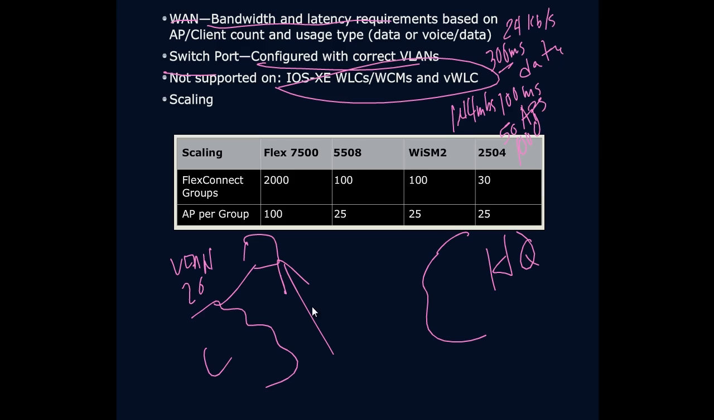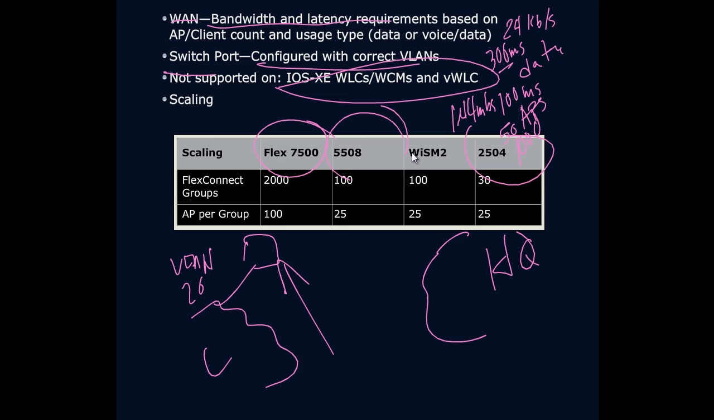So here are the different versions. We have Flex 7500, the 5508, and the 2504. You can see that the number of groups allowed scales from 30 to 2,000 depending on the equipment you have. Right in the middle seems to be 100. It seems like a weird middle point to me, but there it is.